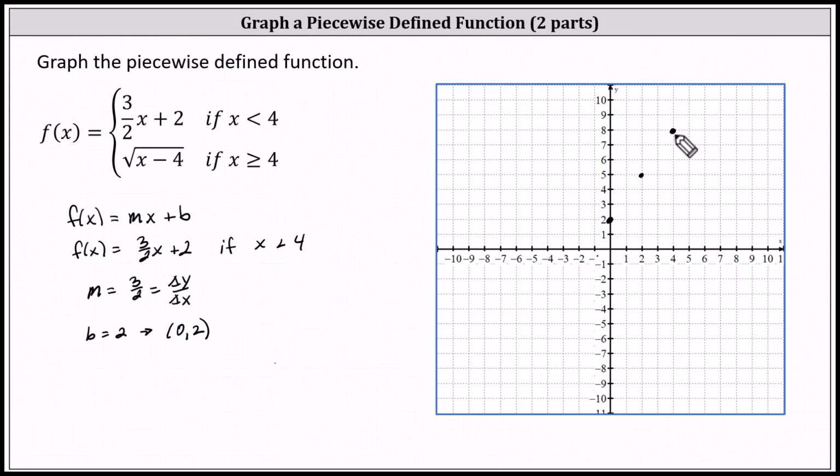To show this point is not on the line, we make an open point where x equals 4. So we'll change this closed point to an open point. Now we could sketch the line to the left of the open point.